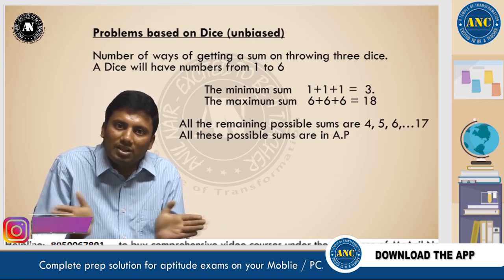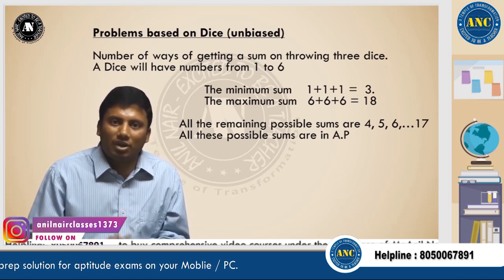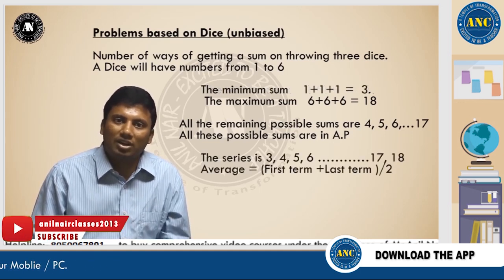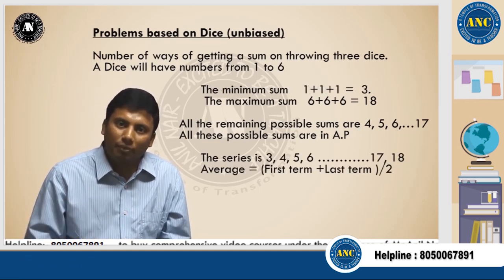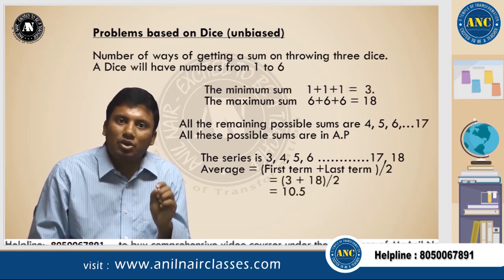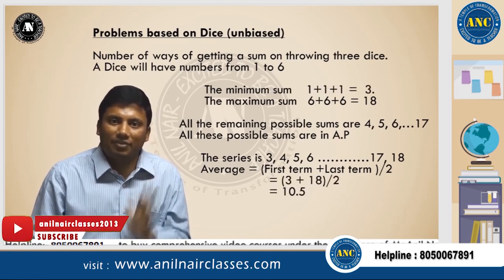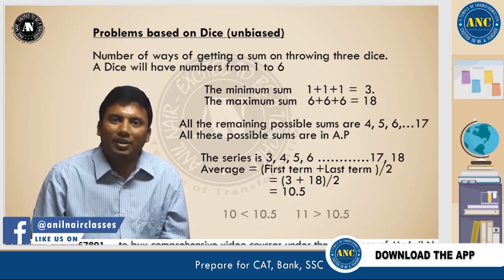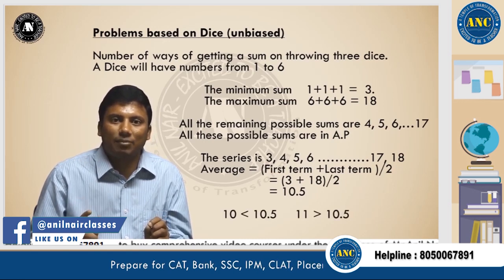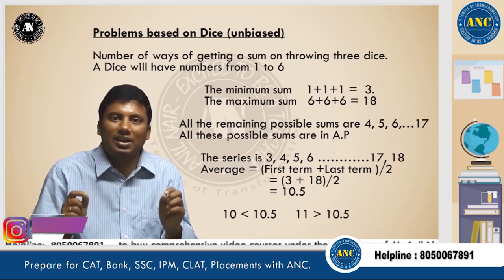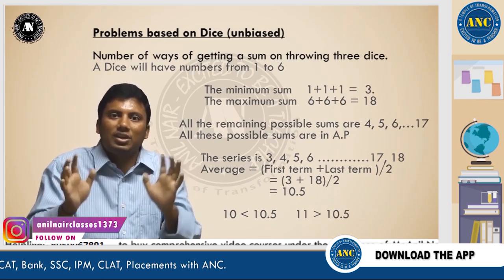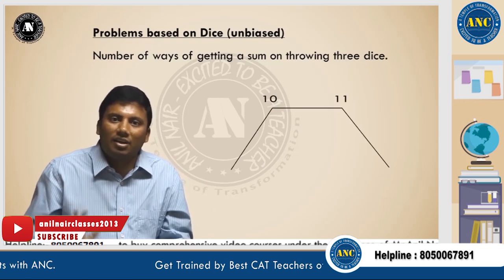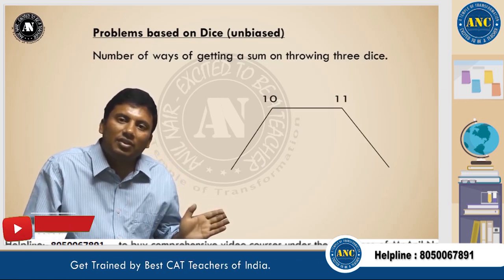If you observe all the sums obtained, they are in arithmetic progression. So step number 3. Average of n terms in arithmetic progression is first term plus last term by 2. So 3 plus 18 by 2, 21 by 2, which is 10.5. Average is 10.5. Take an integer less than 10.5, take an integer greater than 10.5. So you will get 2 values, 10 and 11. Draw a line with endpoints as 10 and 11. After that, draw a line downwards. What are all the values that you will get?